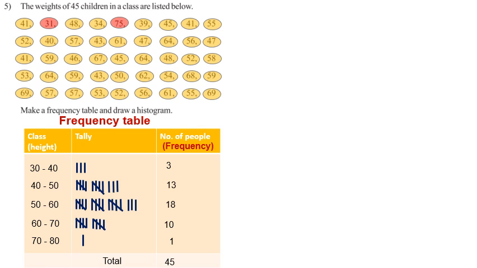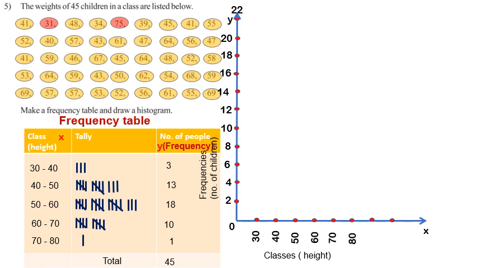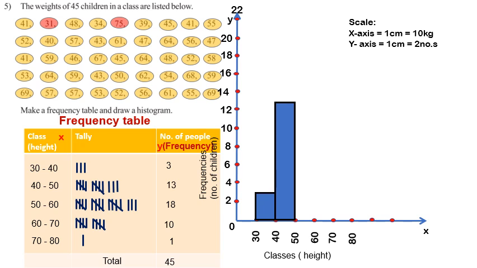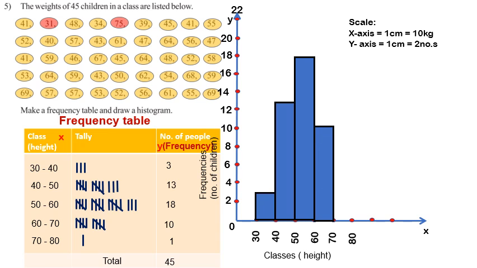Then draw the histogram as before. First draw x-axis and y-axis with appropriate scale and write on the top: x-axis 1 cm equals 10 kg and y-axis 1 cm equals 2 children. See, in class 30 to 40 we know the corresponding frequency is 3. So first draw a rectangle of height 3 centimeters. Then draw rectangles of height 13 centimeters, 18 centimeters, 10 centimeters and 1 centimeter. Now this histogram is completed. Hope you understand this.